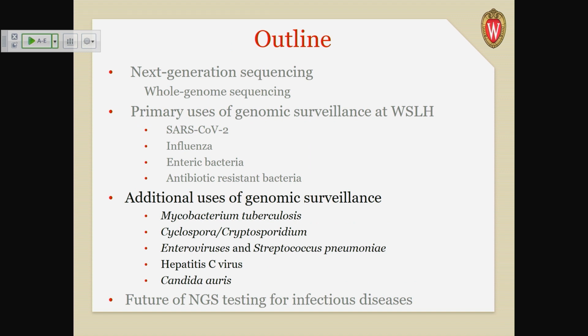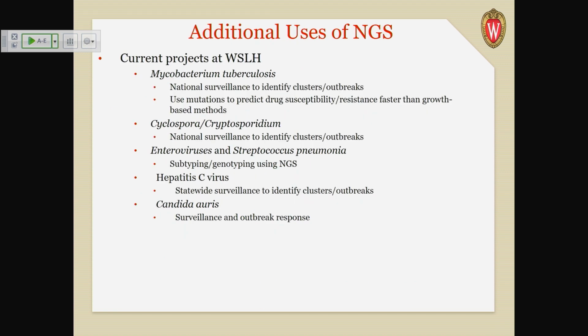So additional uses that we have. There are quite a few. TB I mentioned before that we're getting into to predict susceptibility testing. We're moving on a lot of Cyclospora and Cryptosporidium sequencing to identify clusters and outbreaks of this, both statewide and nationally. We're just about to go live with an enterovirus subtyping test and moving towards strep pneumo for our first CAP-CLIA test that we will result something out by next-gen sequencing. Currently all we're doing is under surveillance. And then hepatitis C virus, the GHOST project that Alana mentioned, and Candida auris as well.